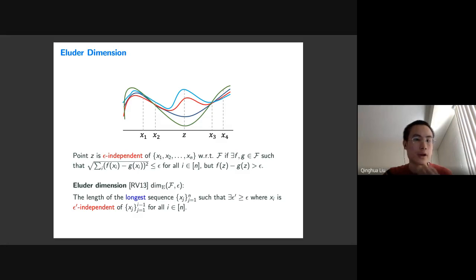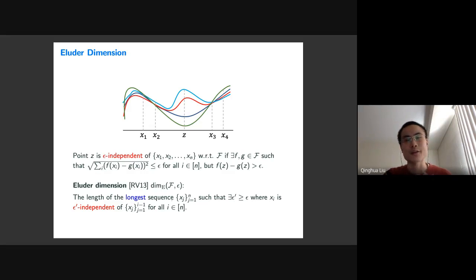The definition of the Eluder dimension will depend on two things. The first one is the function class F we pick. And the second one is this parameter epsilon. The Eluder dimension is defined as the length of the longest sequence x1 to xn such that there exists some parameter epsilon prime, no smaller than epsilon, and any point in this sequence is epsilon-prime independent of its predecessors.